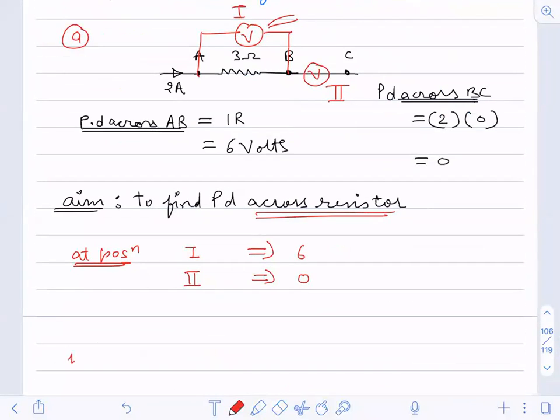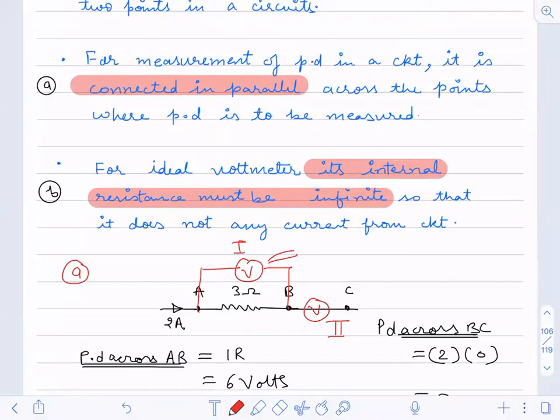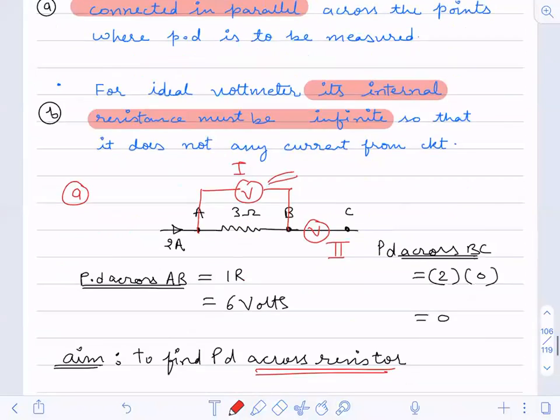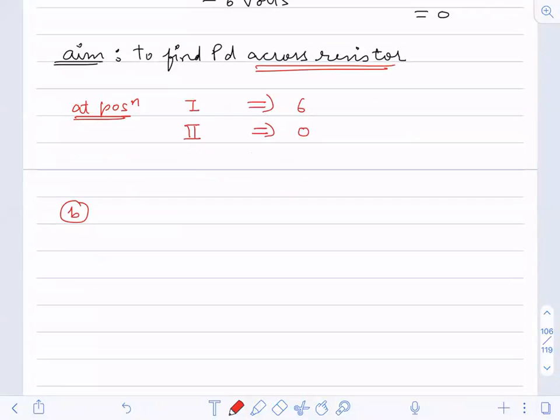Now the second point I'm going to explain is that an ideal voltmeter should have infinite internal resistance. But practically, infinite is not possible, so it should have a very, very high resistance. Now let us do that. Suppose I have this resistor, this is the current and this is the battery of 20 volt. This is of 10 ohms.